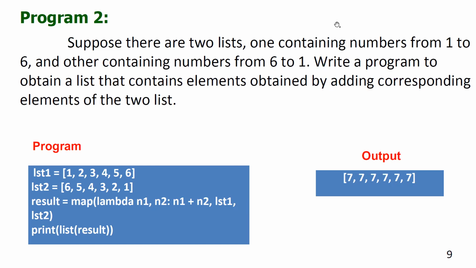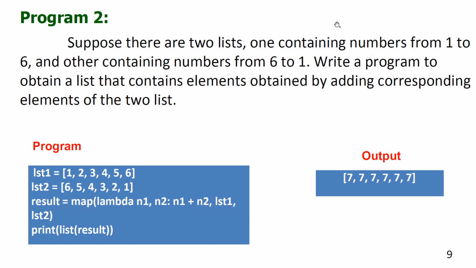Now we will see the second program. Suppose there are two lists, one containing numbers from 1 to 6 and the other containing numbers from 6 to 1. Write a program to obtain a list that contains elements obtained by adding corresponding elements of the two lists. We have received some questions about how we can combine two list elements, how we can add two list elements. So this is the best example.